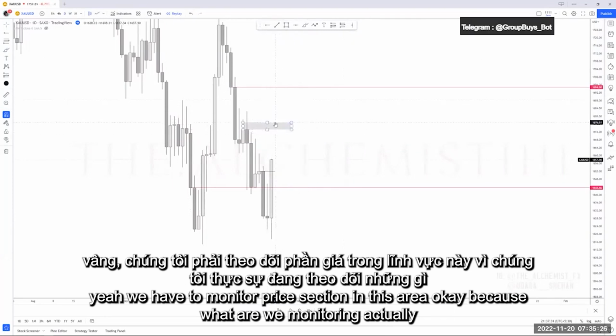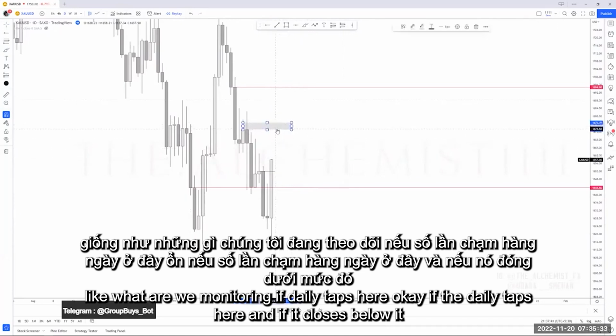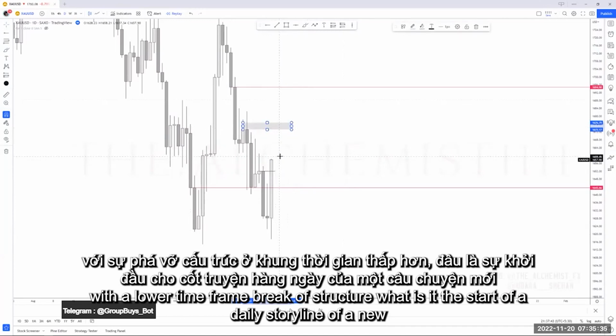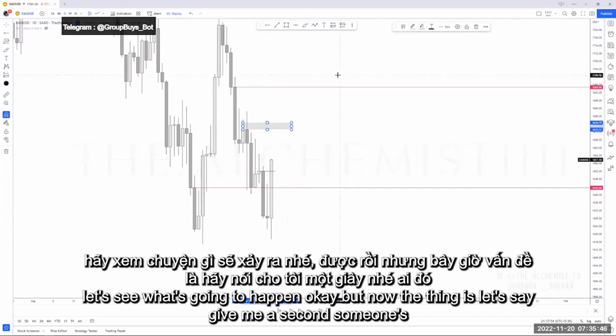What are we monitoring actually? If the daily taps here, and if it closes below it with a lower time frame breakout structure, then that will be the start of a new daily storyline. So let's see what's going to happen.